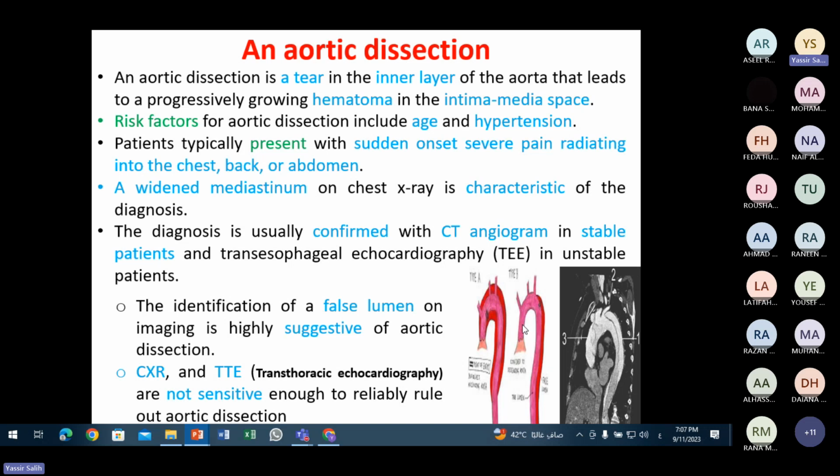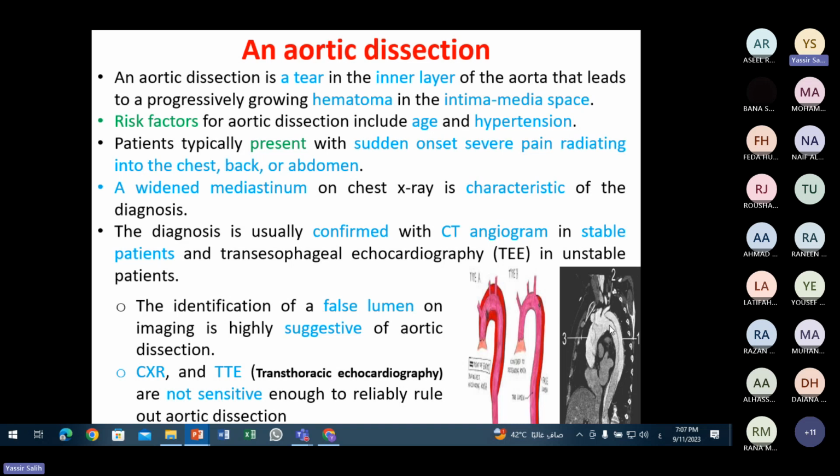an opening occurs. The blood escapes from the normal cavity, the normal lumen, and enters between the inner and middle layers, causing what? A false lumen. It means the blood leaves the normal area where it flows and enters the area between the inner and middle layers, creating a tract. Through this tract the blood is running, and they call it the false lumen.